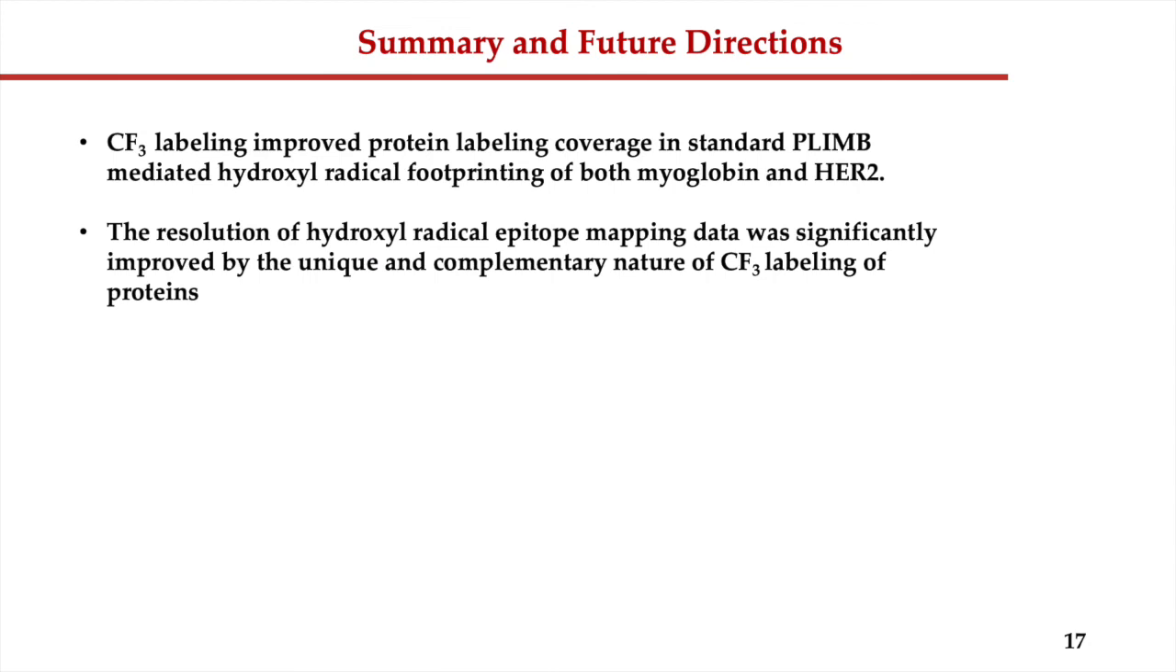So in summary, CF3 labeling really improved our coverage in our standard hydroxyl radical footprinting workflow with PLIM of both myoglobin and HER2. And the resolution of our epitope mapping data was significantly improved because it provides both a unique and complementary radical label that we can look at.